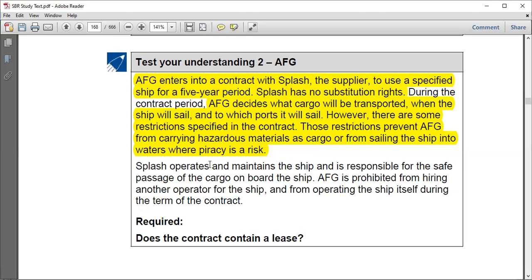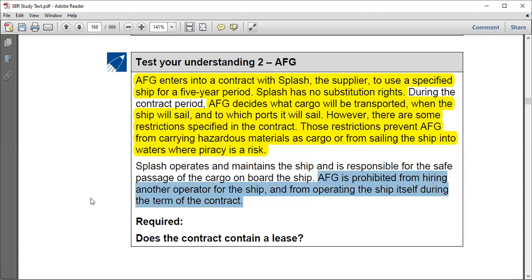Okay, further conditions. Splash operates and maintains the ship and is responsible for the safe passage of the cargo on board. Actually, all the risks are on Splash, right? It operates and maintains the ship, all the costs. AFG is prohibited from hiring another operator for the ship. I mean, Splash was the one who gave the ship. Now, actually, this one does not have so big an issue because when dealing with an operating lease and finance lease, you can just speak about this matter. So it's no big deal. We are told here that AFG, the lessee now, is prohibited from hiring another operator for the ship and from operating the ship itself during the term of the contract. So it's just something like that.